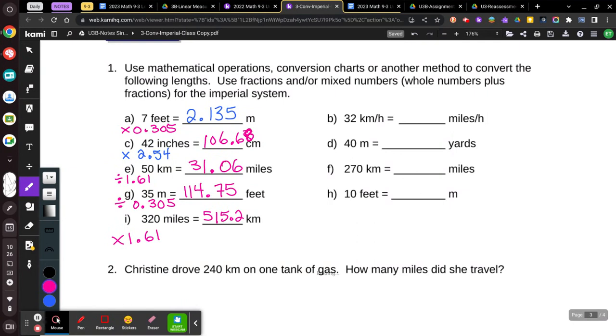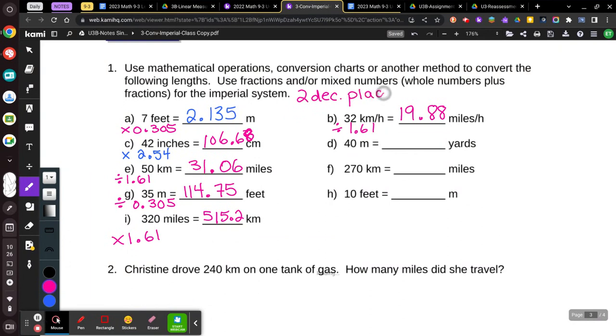Okay, kilometers per hour to miles per hour. Well, that's just kilometers to miles, so we are going to go dividing by 1.61. Okay, what do you got? 19.87. Good, yeah. So 19.88. We're going to round it. So we want 2 decimal places.